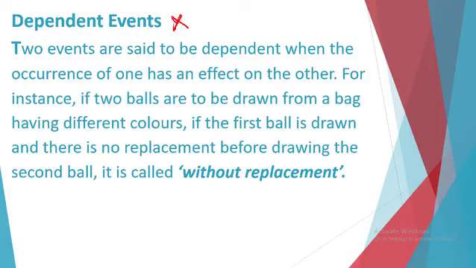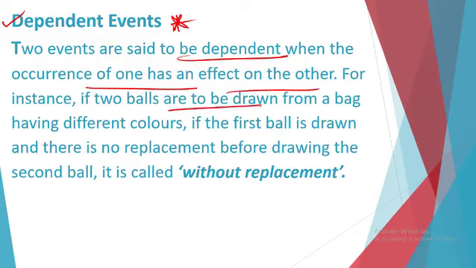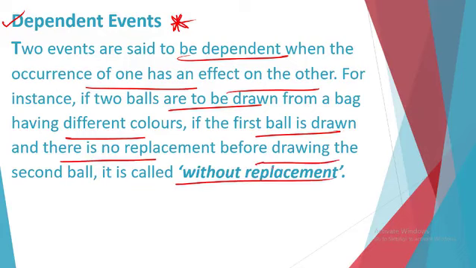Apart from that, we have what we call a dependent event. Two events are said to be dependent when the occurrence of one has an effect on the other. For instance, if two balls are to be drawn from a bag having different colors, the first ball is drawn and there is no replacement before drawing the second ball, then it is called without replacement.